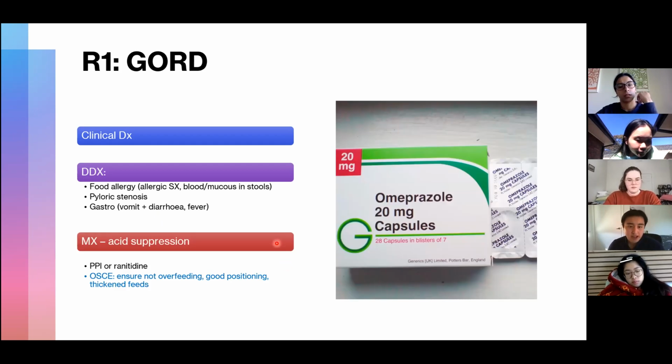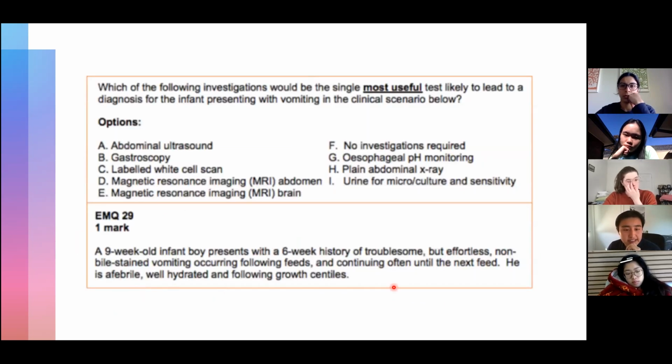Now, to manage GORD, the first line medical management is your omeprazole. So you can also use ranitidine as an alternative. But when I did a little bit of digging on the guidelines, I found that omeprazole was more commonly recommended as first line. And in your OSCEs, it would also be good to talk about things like ensure they're not being overfed or that they have good positioning. Good. So now take a look at this question and let me know what you guys think.